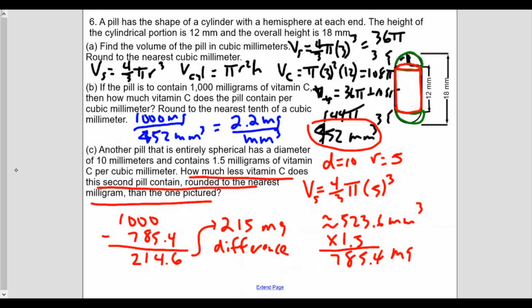Now, what we could have done in this case was, we know that the second pill, which is a sphere, is 1.5 milligrams per cubic millimeter, we could have just taken that difference of 0.7 and then multiplied by the volume of the sphere. But in this case, it's much easier to find the volume of the sphere, and then from there multiply by 1.5 to figure the total amount of vitamin C in the second pill, and then take our difference.